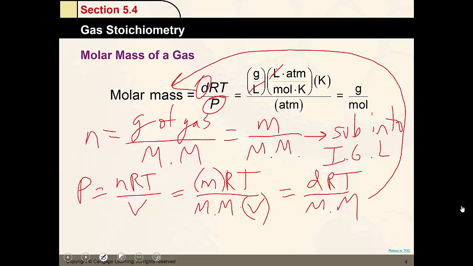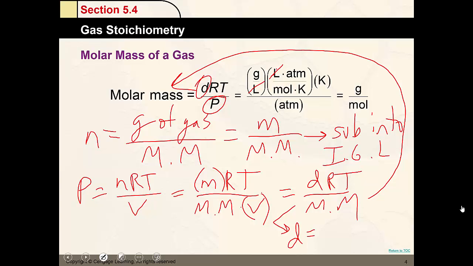So you should be able to plug in those values, get your value for molar mass, and then you should be able to identify whatever particular gas it is, whether it's a noble gas or if it's one of your diatomic compounds. You should, from that, be able to determine the molar mass. And you should be able to rearrange this if you're trying to get the density of a known gas.